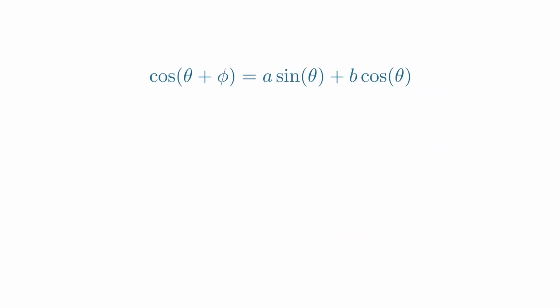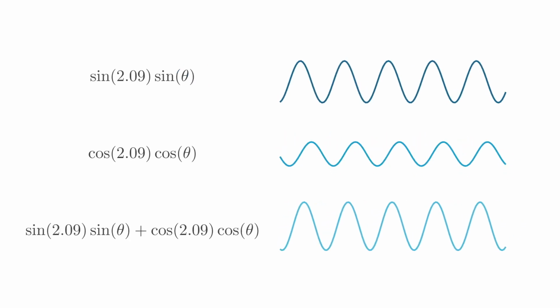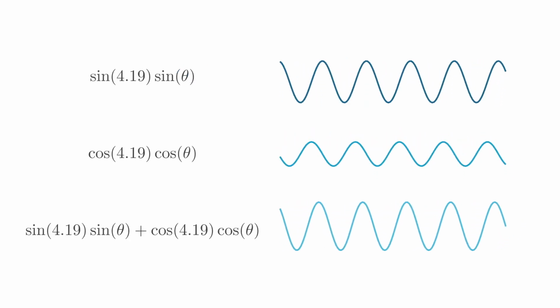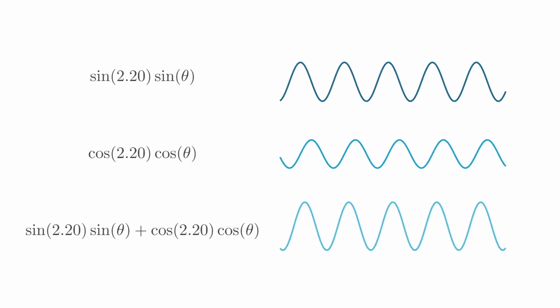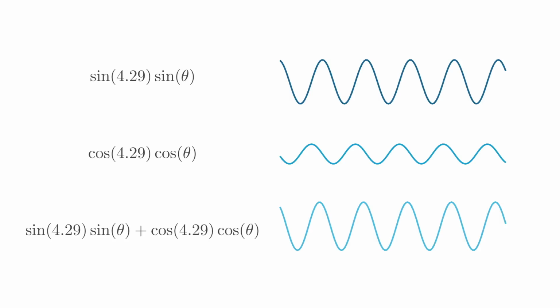So specifically, what's interesting here is the following equation, which is the cosine of theta plus phi is equal to a linear combination of sine of theta plus cosine of theta, where A is equal to sine of phi and B is equal to cosine of phi. Now let's see this in action. So what we see here is something pretty cool. You can take a linear combination of a sine and cosine function, add the two together, and you get a shifting cosine function.